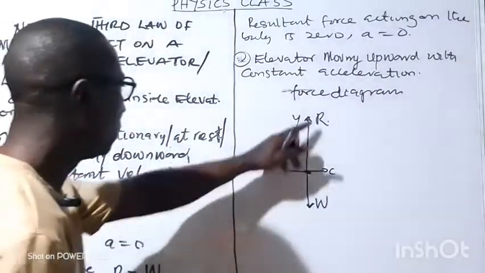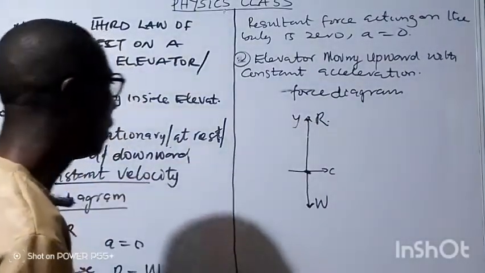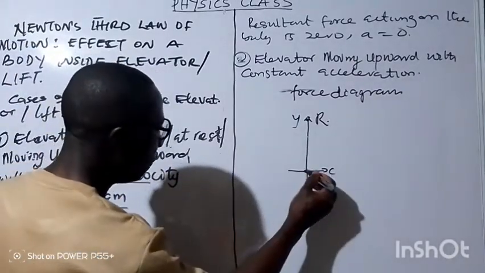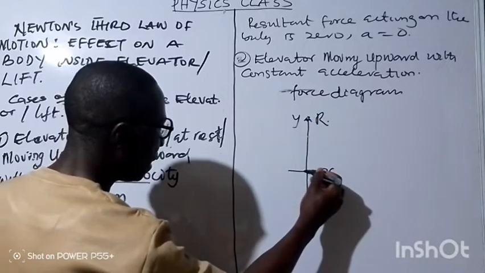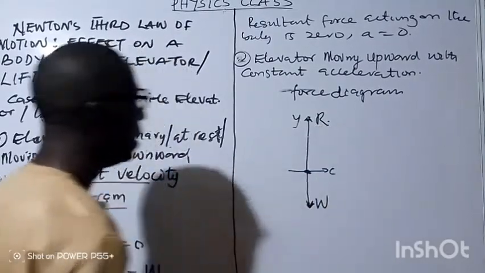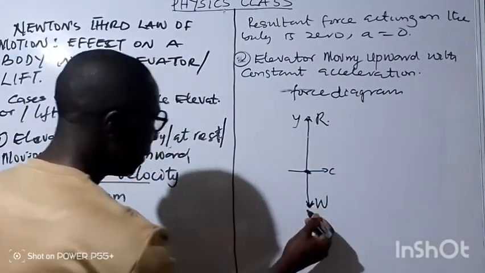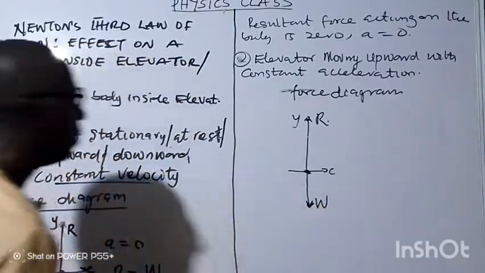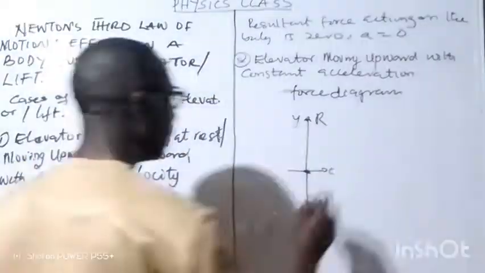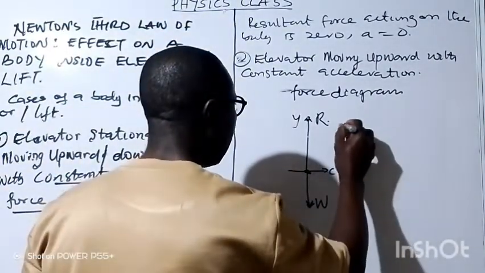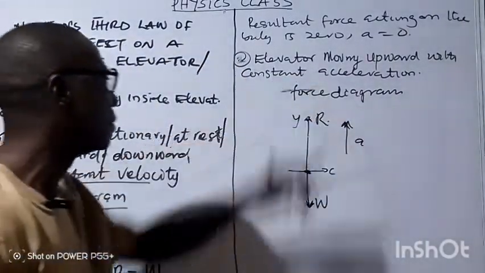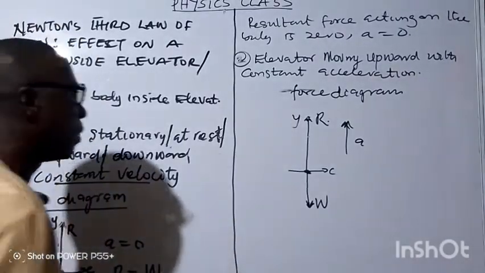Along this vertical way, that's the reaction from the floor of the elevator. You can now see, if you measure from here to here, then it is greater than from here to here. That shows that the reaction from the floor of the elevator is greater than the weight of the body. At the same time, the resultant upward force will follow the direction of the acceleration. The direction of the acceleration, since it's moving upward, will be upward.